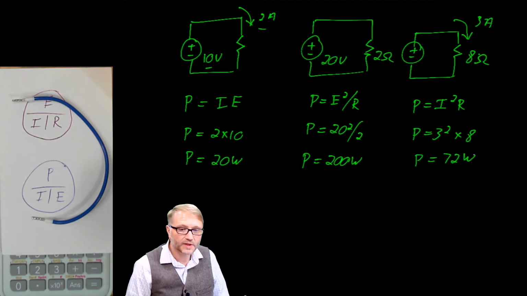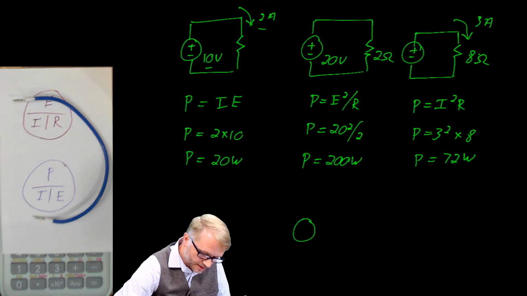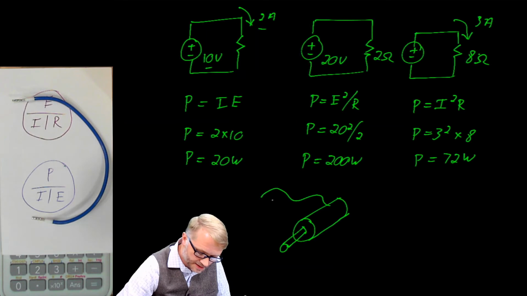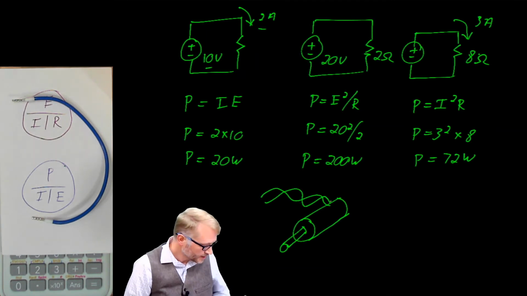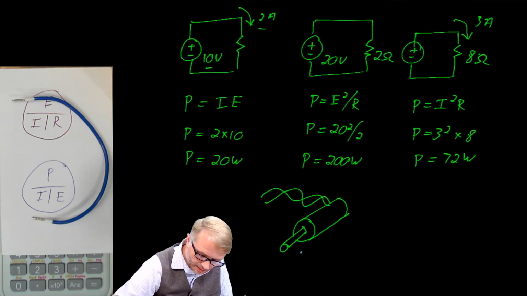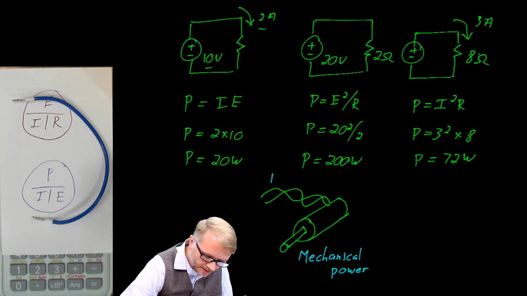Now you might ask, what does this have to do with a motor? Well, let's find out. So here is our motor. We have a shaft, and we have electrical wires headed to that as well. So for this motor, we talk about mechanical power. And we talk about electrical power.